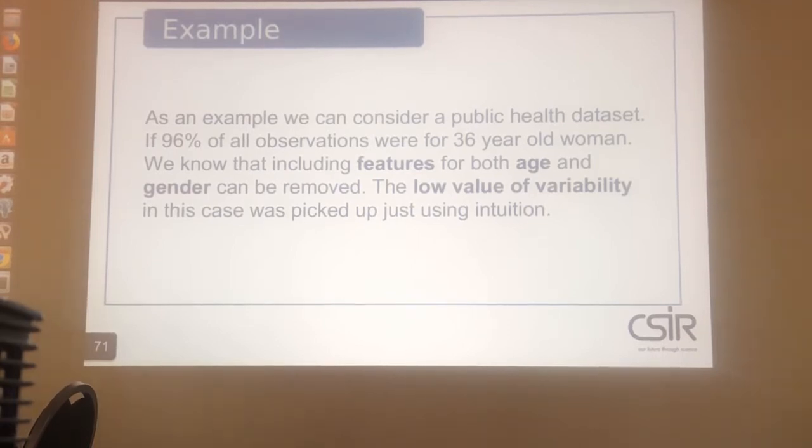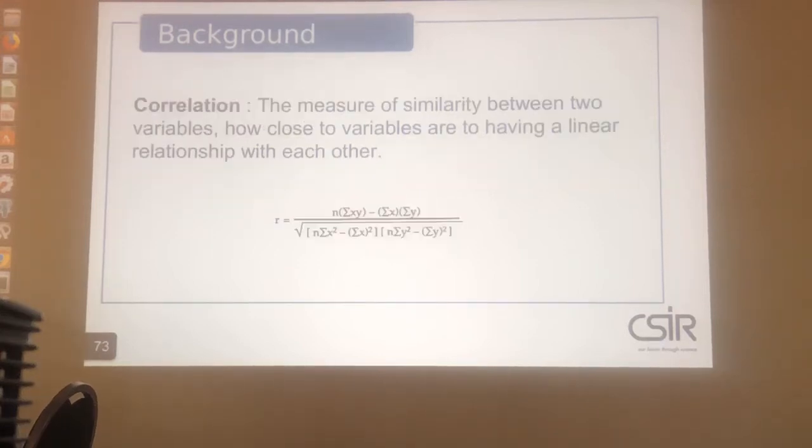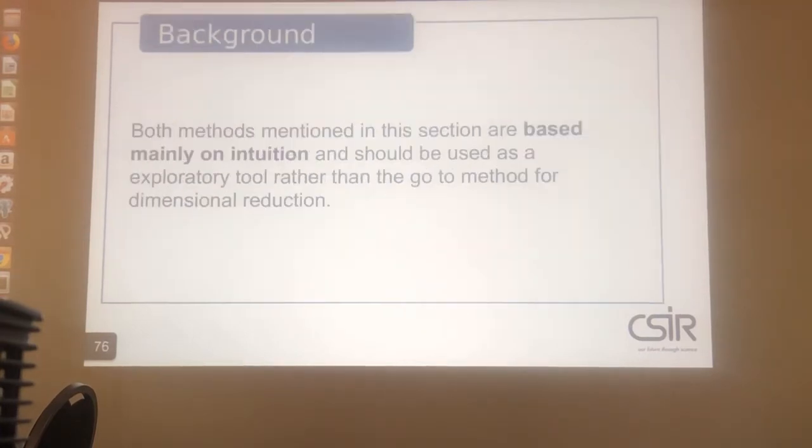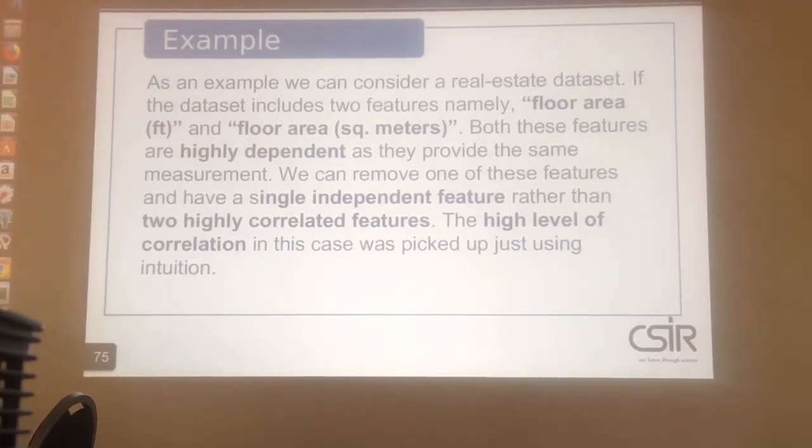All right. And then there's another method similar to variance threshold. I forgot to put the title there. It's called correlation threshold. It's basically the same thing, but in this case, it's just correlation instead of variance. Understanding here with this example, let's say you have a data set for real estate, and one of the columns says the floor area in feet and the other one is the floor area in square meters. So you can see it's identical, right? You just remove one and keep one because it's the same information.